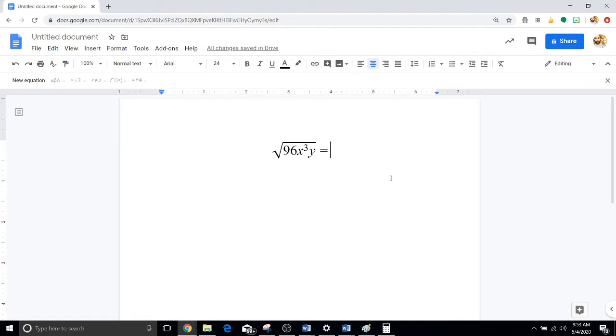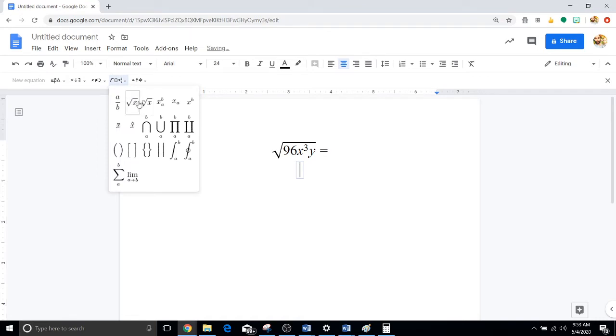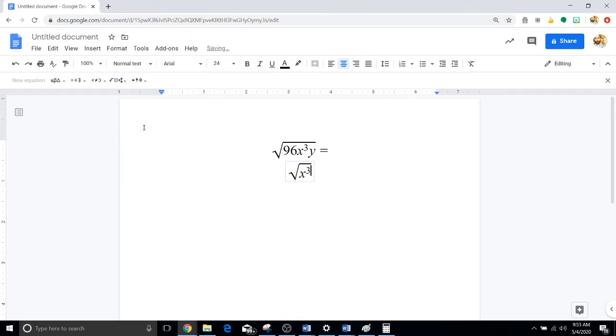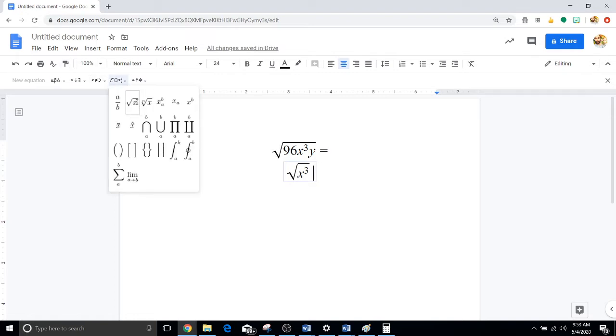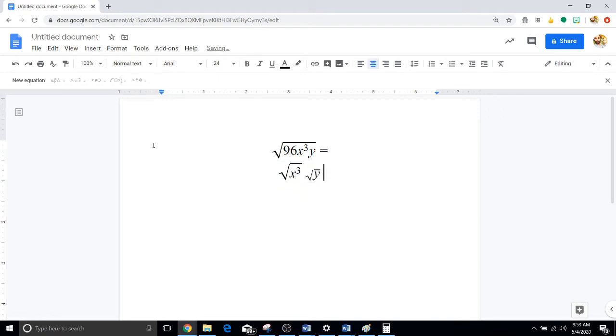So let's go ahead and open up another tab. The first thing we're going to do is get these variables out of here. I'm going to separate the variables and give them their own little roots. So let's start a new equation. We'll take the root of x cubed, and the root of y, and then the root of 96. From here, we're going to ignore the variables for a minute and focus on this 96.